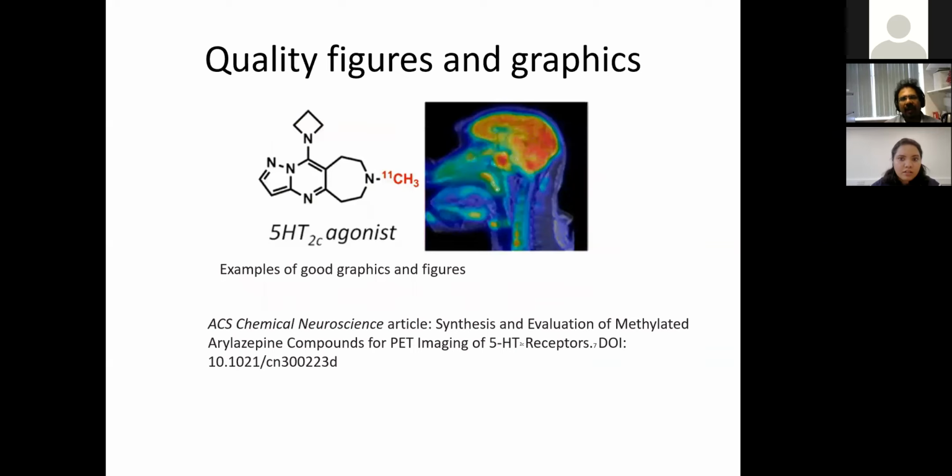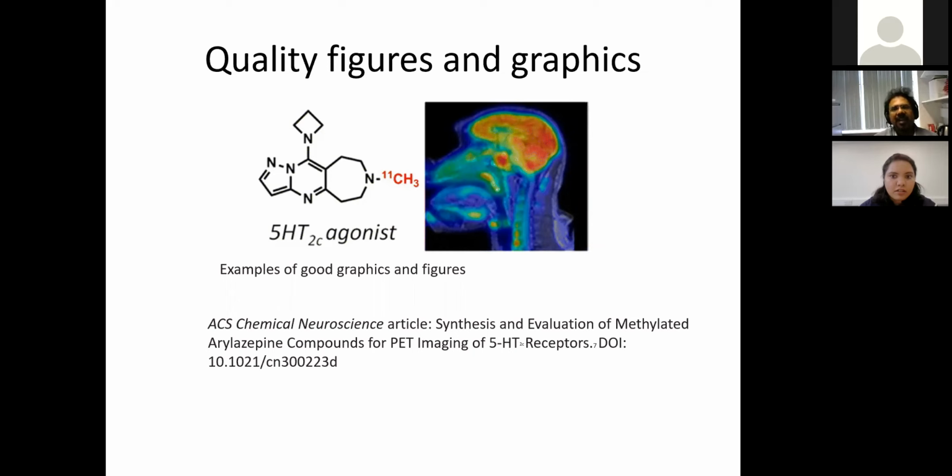Because how do people read a paper? Think about the last paper you downloaded from your portal or from the journal you like. You read the title. You briefly went through the abstract. Then what did you do after that? You went through the graphics. You went through the figures. So you should remember, always put high quality figures and graphics. It's very, very important. So when you write a high impact paper, it's very, very important to put high quality figures and tables.